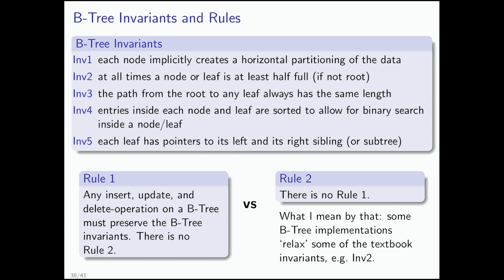The entries inside each node and leaf are sorted to allow for binary search. I explained that. Each leaf has pointers to its left and right sibling or subtree, if you want to do this tree inception. And then there's this rule 1 saying any insert, update, and delete operation on a B tree must preserve the B tree invariants. That's how you read it in the textbook. And there's no rule 2. There are no exceptions to this rule.